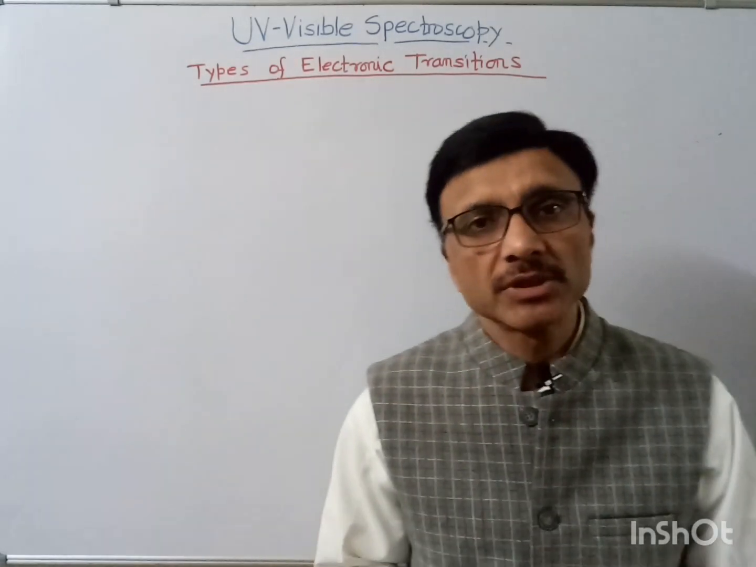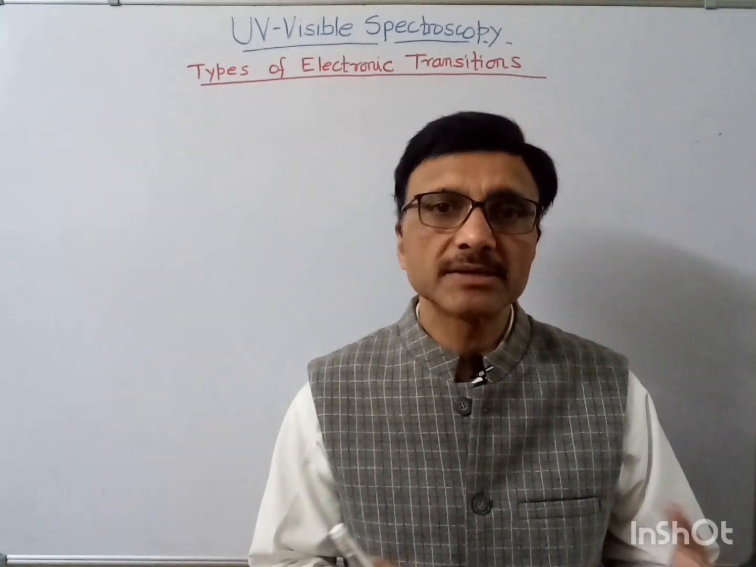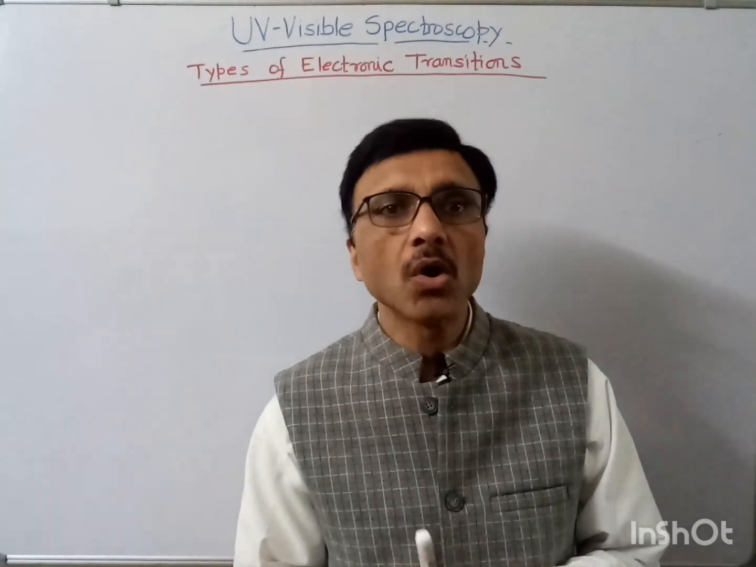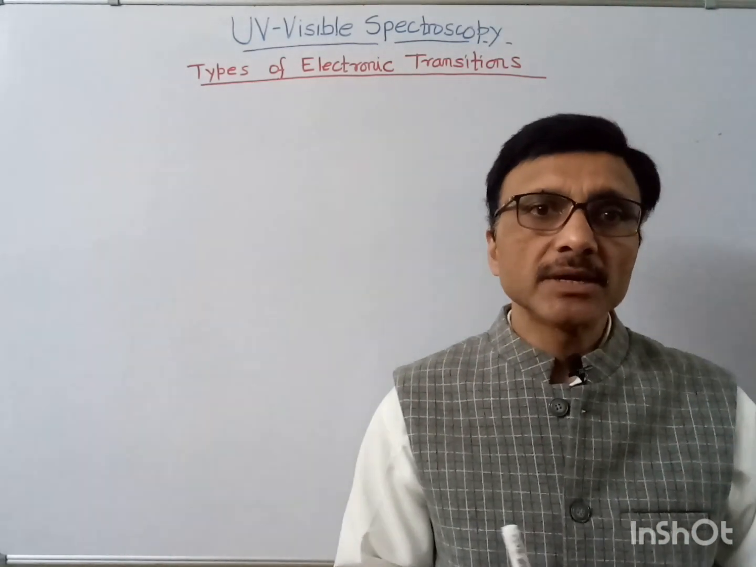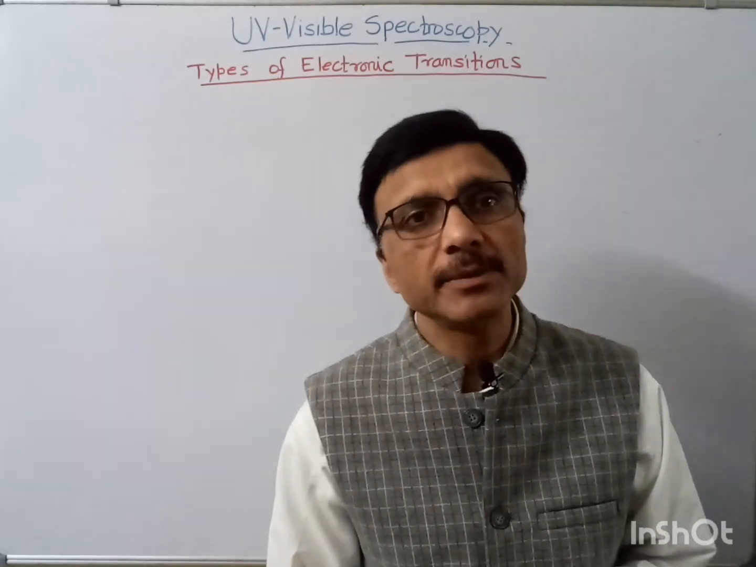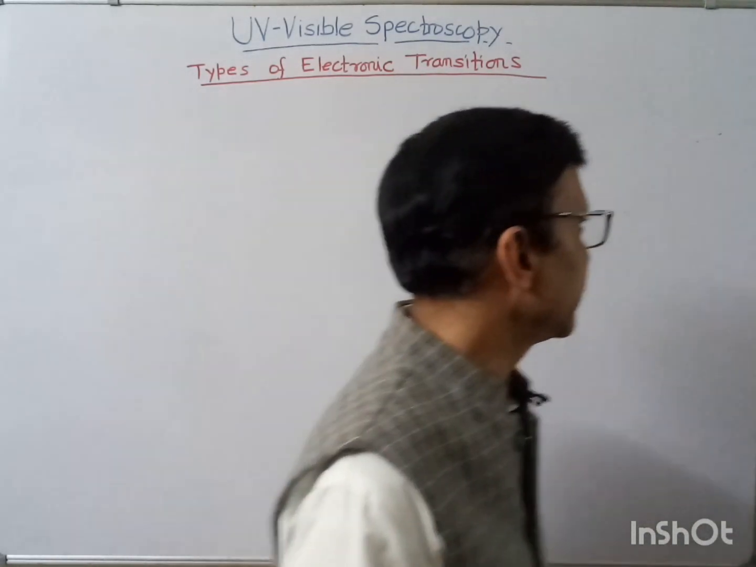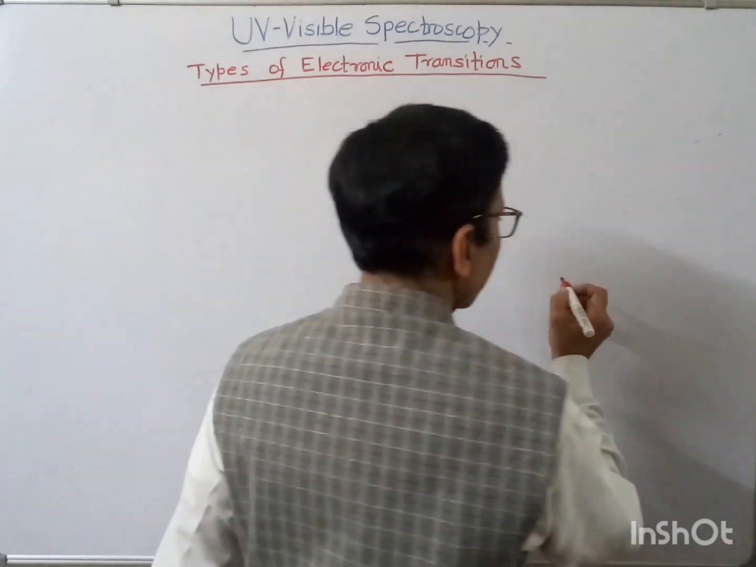So depending upon the types of electron involved, like sigma electrons or pi electrons or non-bonding electrons, the electronic transitions can be represented. So it can be represented by this diagram.